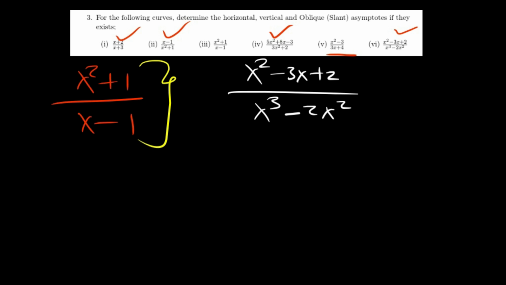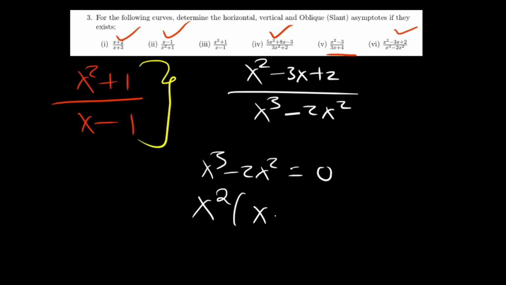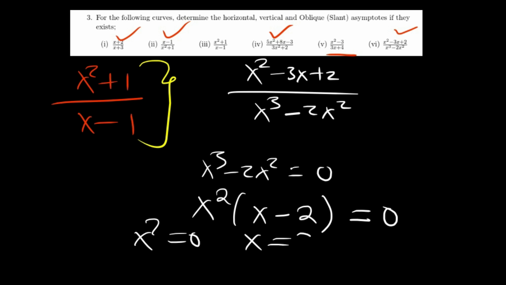So first of all, for the vertical asymptote we equate the denominator to 0. So x to the power 3 minus 2x squared, how can we simplify this? How about if you factorize x squared? What are you going to remain with? We're going to remain with x minus 2. So there are two possibilities. It's either x squared is equal to 0, or x minus 2 is equal to 0.